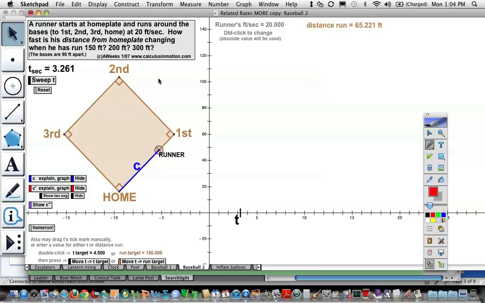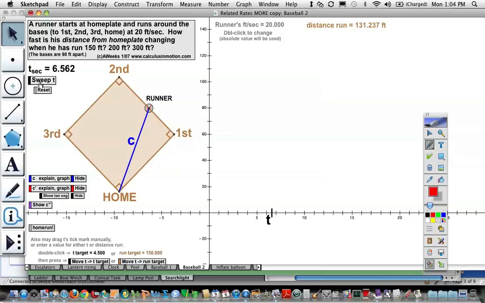20 feet per second, because that's how fast he's running. Okay, but now he rounds first, he's headed to second. Now how fast, is C prime still 20? No. Right here is 20. Whatever we want to call that distance, maybe we call that A. Now A prime would be 20, but C prime would be something different.